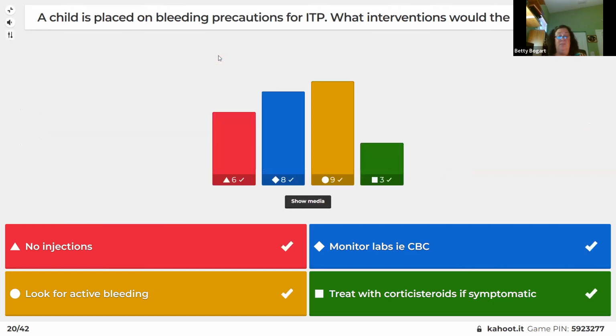And it's everything, okay? No injections because you go through the skin, it can cause bleeding. You're going to look for bleeding for sure. Monitor the CBC. Where are our platelets? Because ITP is platelets. And then they're going to treat them with corticosteroids. That's when they're symptomatic.